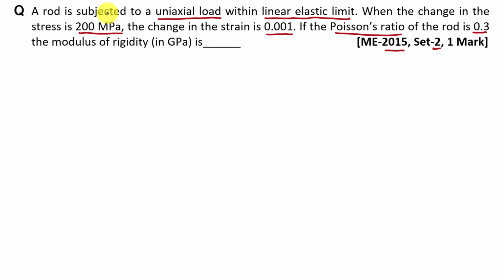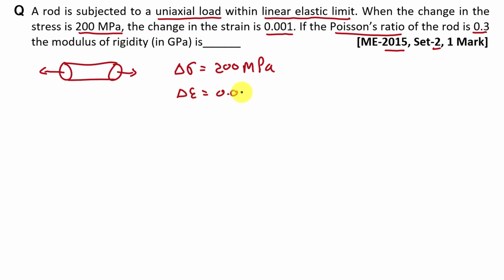Here it is given that the rod is subjected to uniaxial load. Here it is axial load, so the stress will be normal stress and change in stress is given. Delta sigma is given as 200 megapascal and change in strain is given, delta epsilon is equal to 0.001. Poisson's ratio is also given as 0.3, so mu is equal to 0.3. And here we have to find out modulus of rigidity in gigapascal, means value of G.